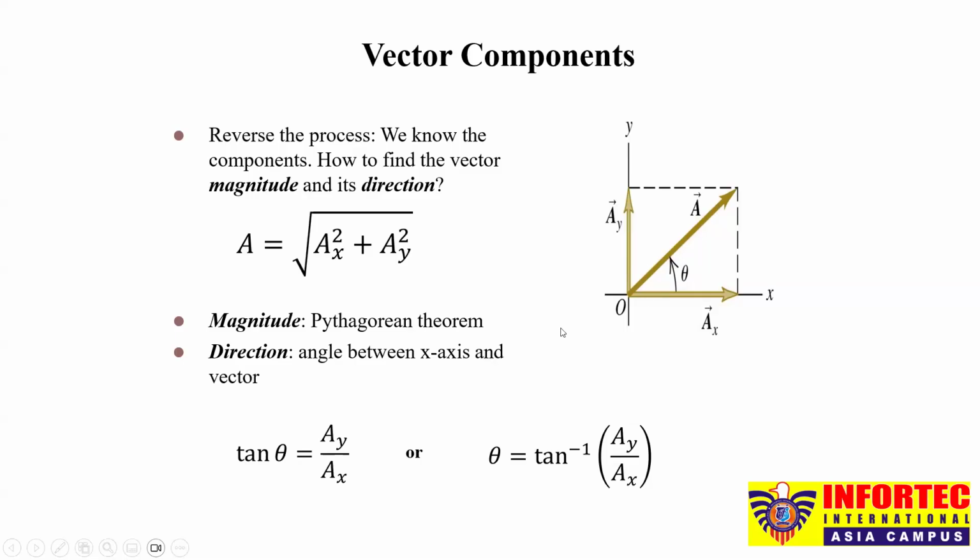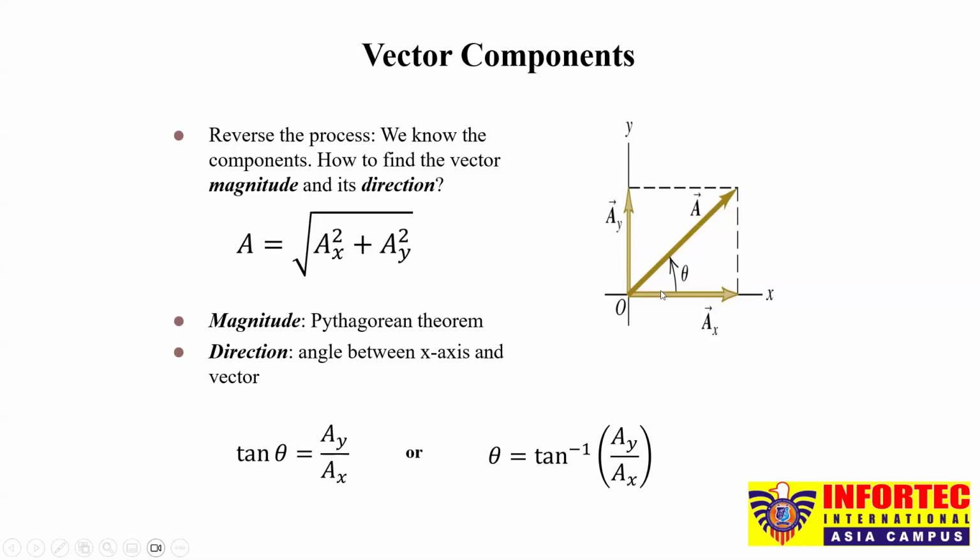So we need to explain the direction. The direction is important, so we can define the direction. How do we define the direction? It is the angle between the x-axis and the vector. Right? The resultant vector is represented by A. The direction can be expressed as the angle between the x-axis and the vector.